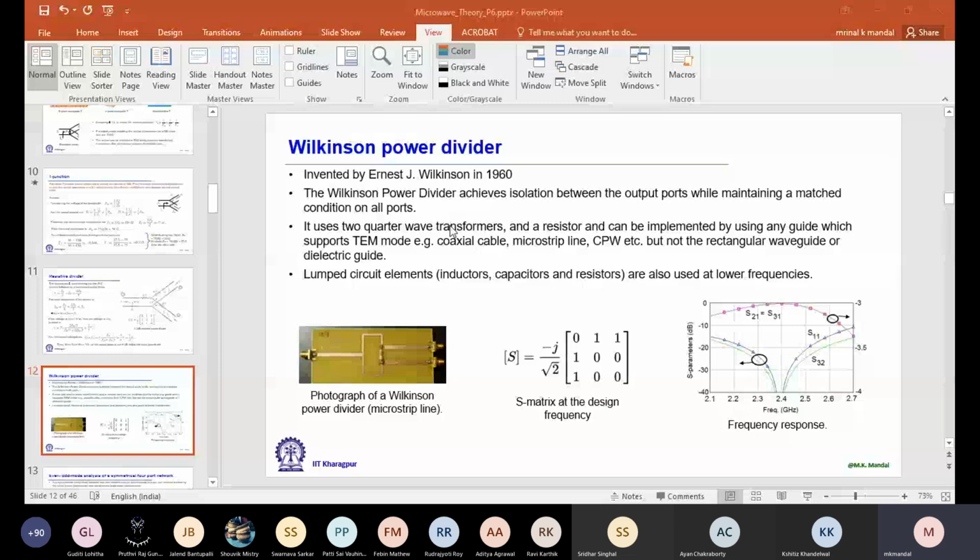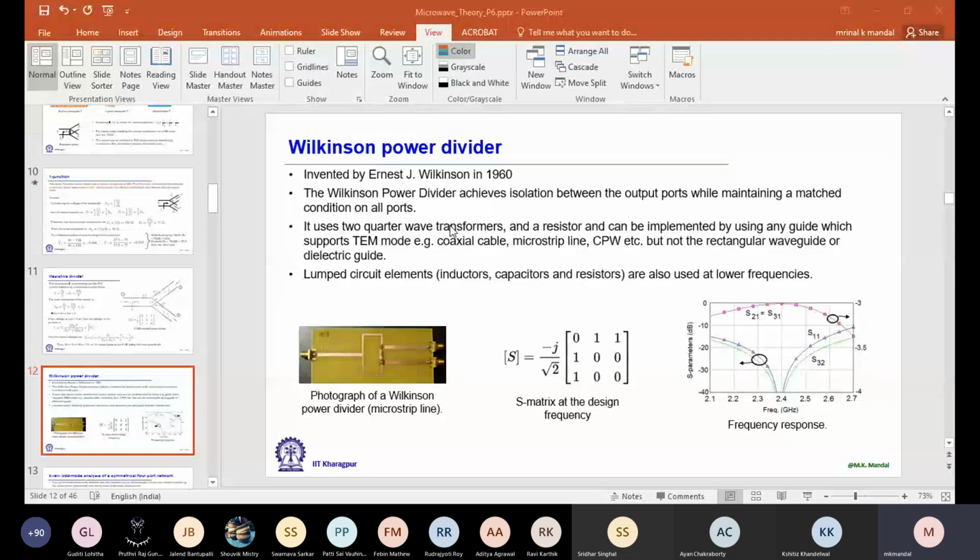Well, then what is the solution? As we have seen, for the T junction, we have the problem of output matching, and then the problem of isolation. So one straightforward thing is that somehow we have to introduce some loss in the circuit, but at the design frequency, we don't want any power lost in the junction or in the component itself.